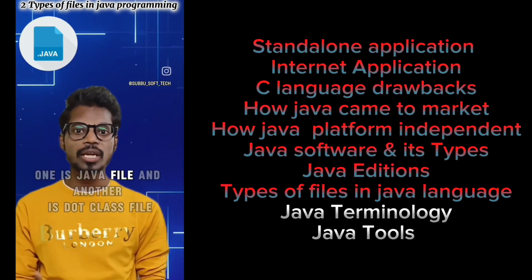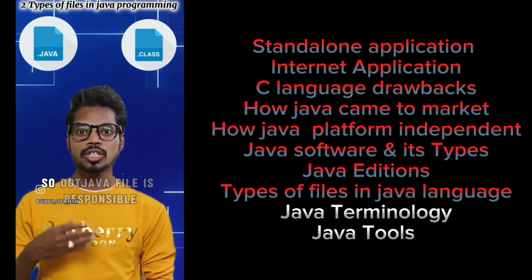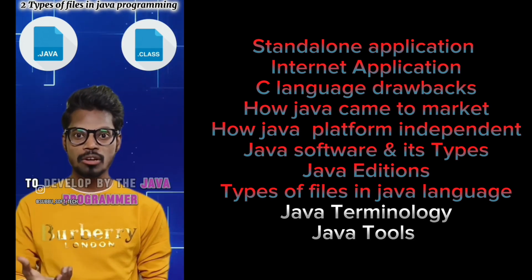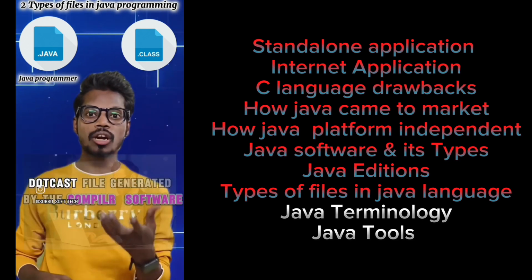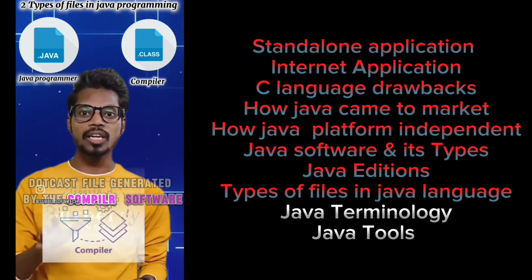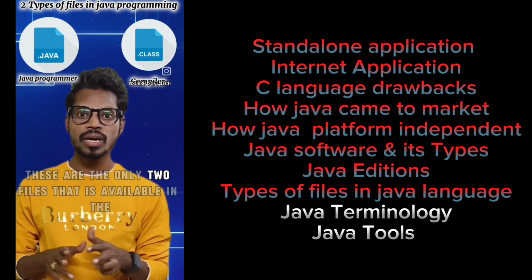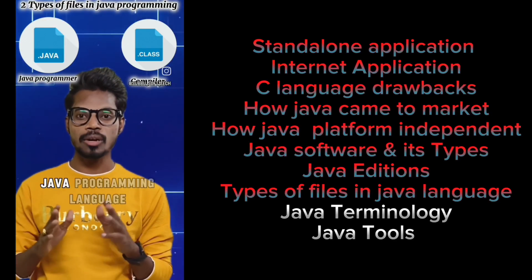One is .java file and another one is .class file. So .java file is developed by the Java programmer. The .class file is generated by the compiler software. These are the only two files available in the Java programming language.